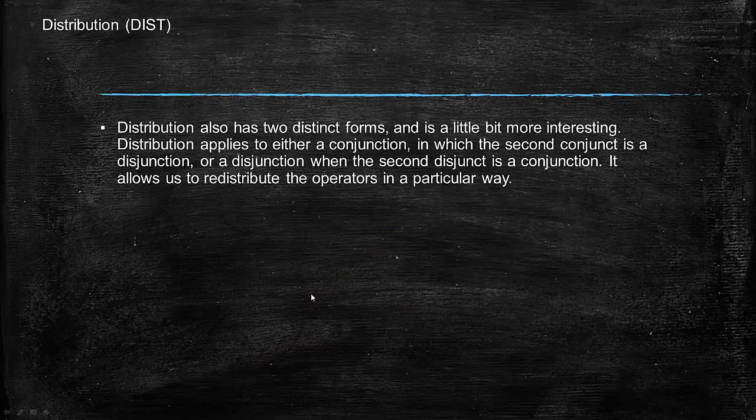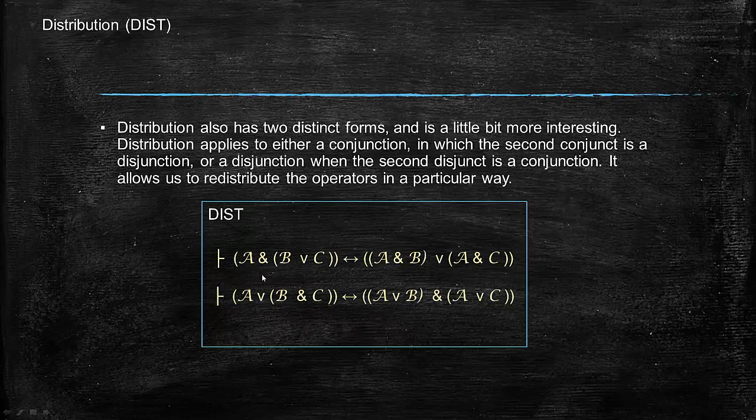Now, distribution is one in which you actually have a combination of conjunctions and disjunctions, and you're permitted to redistribute the terms, creating a different main operator. So there's two forms that we acknowledge here. There could actually be others, but it just gets to be too tedious to write them all down. In the first form, we have A and (B or C), so B or C is grouped together. A and (B or C), with and being the main operator, is logically equivalent to (A and B) or (A and C). So the main operator on the left-hand formula is and, and now the main operator is or.